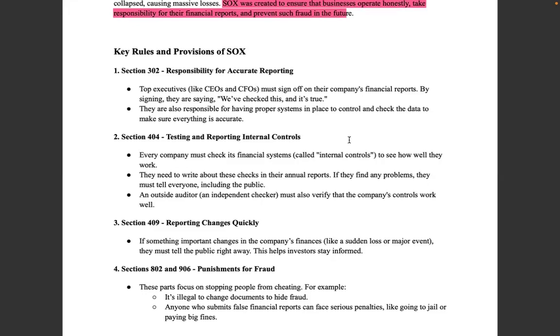Now, some very key provisions of the Sarbanes-Oxley Act. So top executives, your CEOs, your CFOs, they have to sign off on the financial statements or the financial reports of the company. When they're signing, they're essentially saying that we've checked this and this is true, this is accurate, there's nothing wrong with it. Furthermore, they are also responsible for having proper systems in place to control and check the data to make sure everything is accurate. So the burden or the responsibility of accuracy and honesty in the financial reports does lie with the top executives or the leadership or the management of the company.